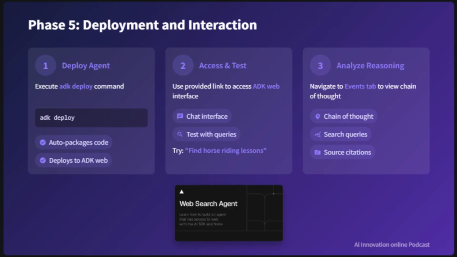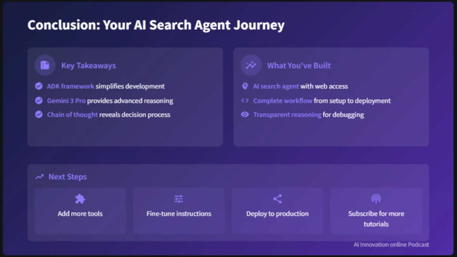To understand how Gemini 3 Pro arrived at its answer, navigate to the Events tab in the ADK web interface. This reveals the model's internal chain of thought, showing you the multi-stage research plan it independently devised and executed, including specific web search queries it performed. Congratulations! You've successfully built and deployed your first AI search agent with Gemini 3 Pro and ADK.